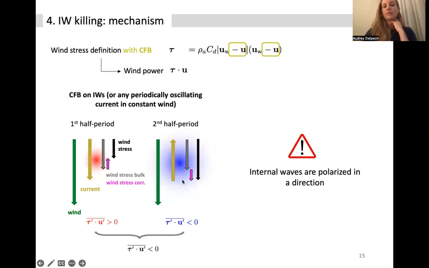But of course, this is idealized, because the currents associated with internal waves do not reverse strictly like that, and they are polarized along a given direction, which cannot be aligned with the wind, but has a certain angle with the wind. And so there will be an angle effect to take into account.